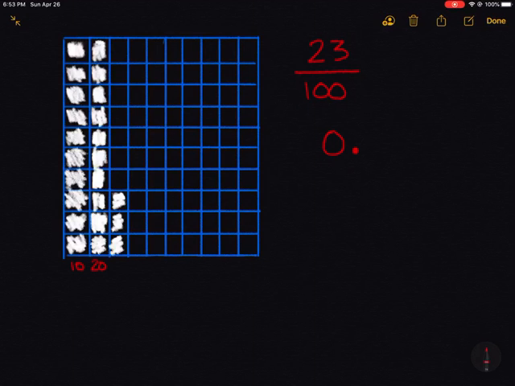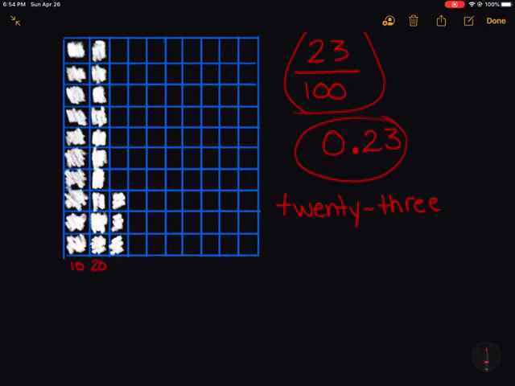Well, what part is shaded? 23. So we read all of these, this one, this one, and this one, as 23 hundredths. So all three of these describe this picture here that we have drawn.